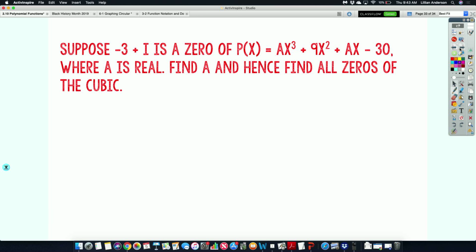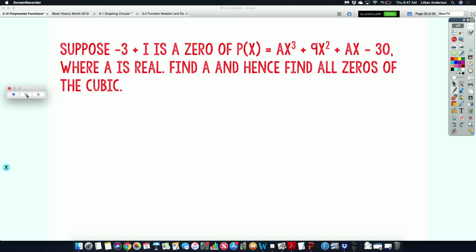So, suppose negative 3 plus i is a 0 of that polynomial where a is real. Find a and then hence find all the zeros of this cubic. So go ahead and do that now. You can do it on your desk. So we're going to incorporate everything that we've done so far with polynomials this week.